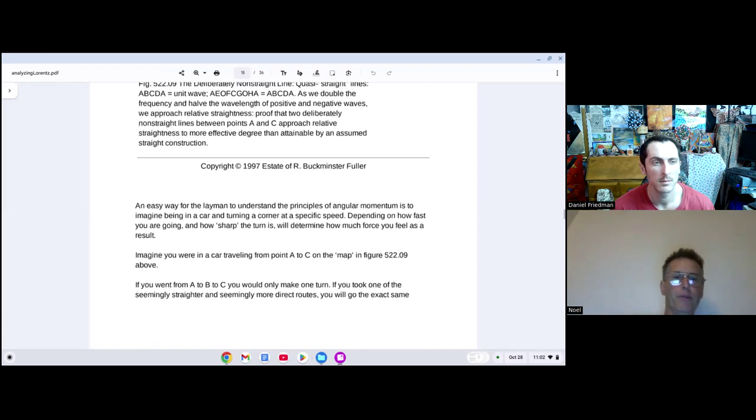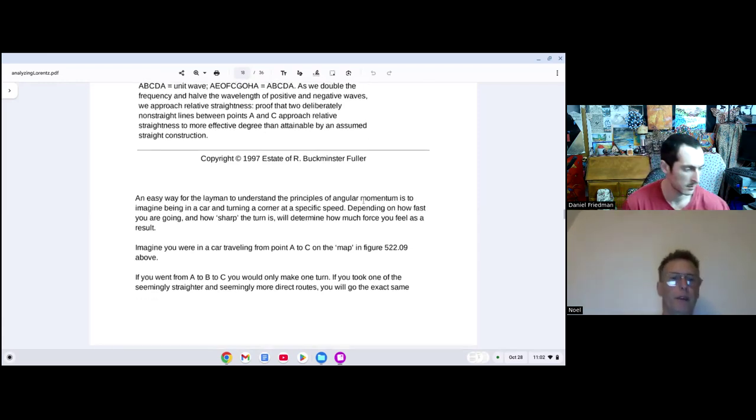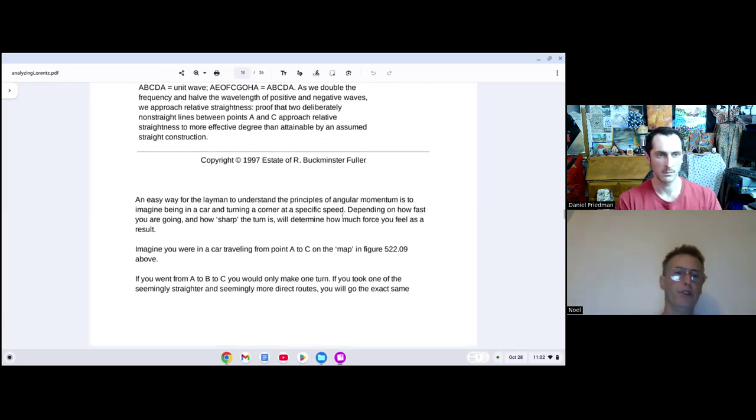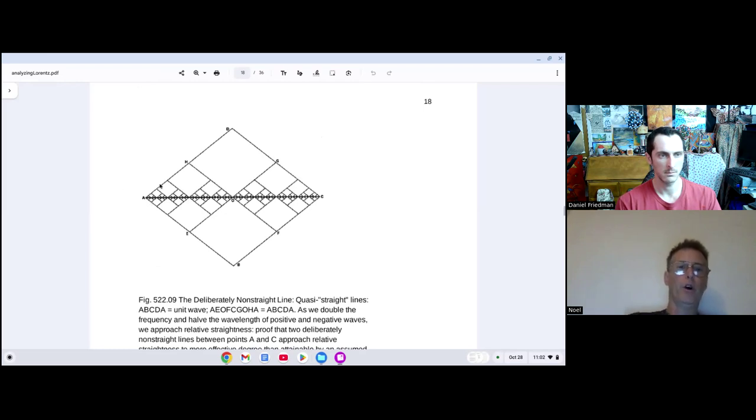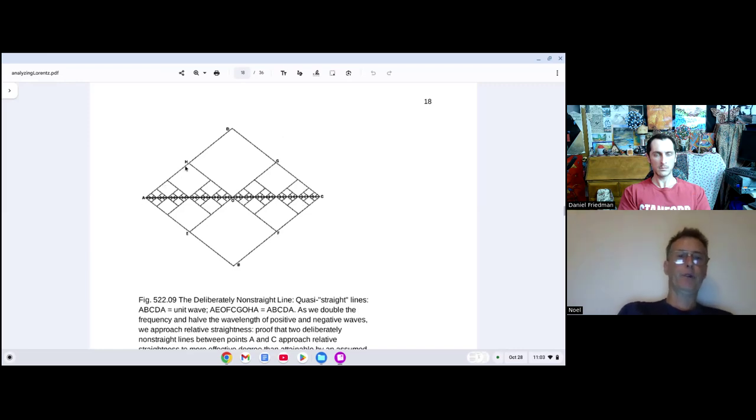An easy way for the layman to understand the principle of angular momentum is to imagine being in a car and turning a corner at a specific speed. So let's pretend this is a map to grandma's house. We can either go all the way here and turn one time and make it to grandma's house, or we could go a shorter route. We could go here, turn here, maybe turn here and end up there. Or we could go here, here, here, here, here. Although these seem like shorter routes, it's the exact same length if you were to measure it.